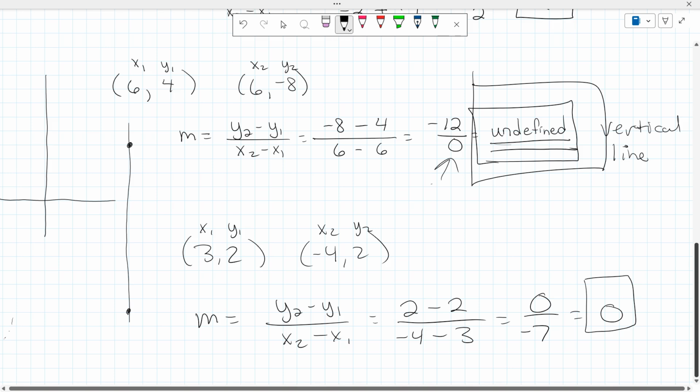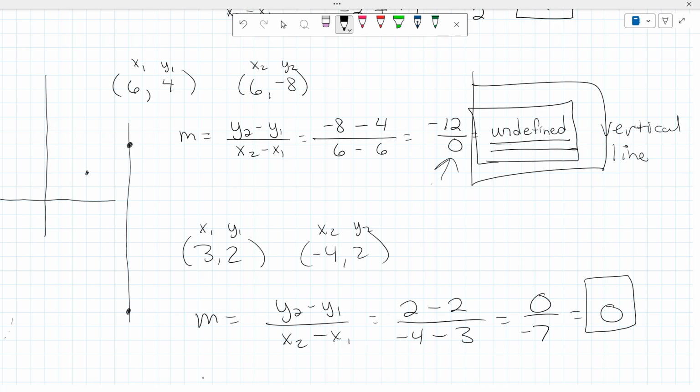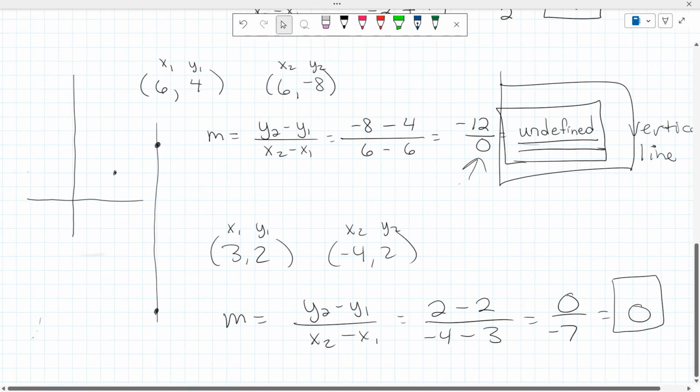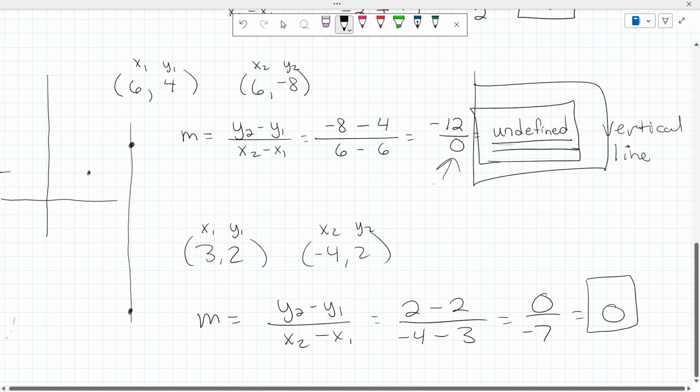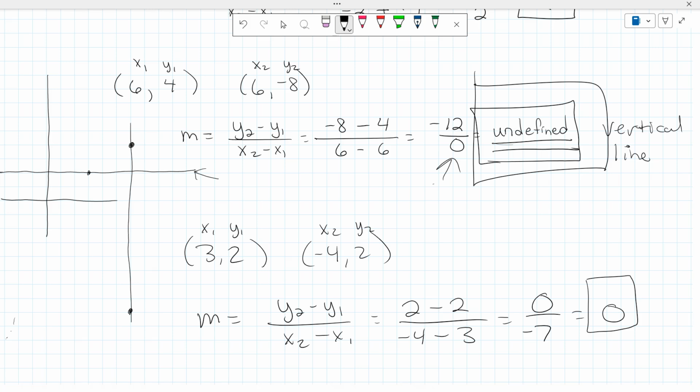Now, if you have a 0 slope, 3, 2, and negative 4, 2, which is back over here somewhere. What do we call this type of a line? Horizontal. So if your slope is 0, you're going to have a horizontal line. Horizontal. Okay?